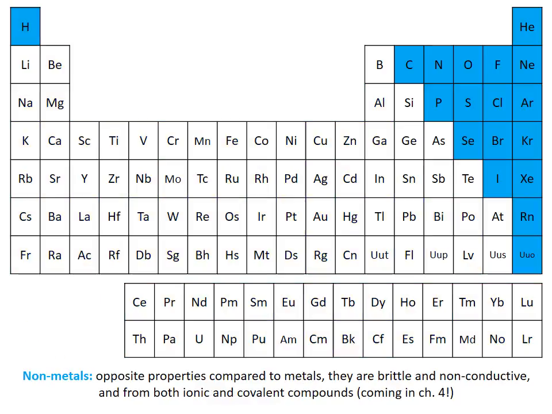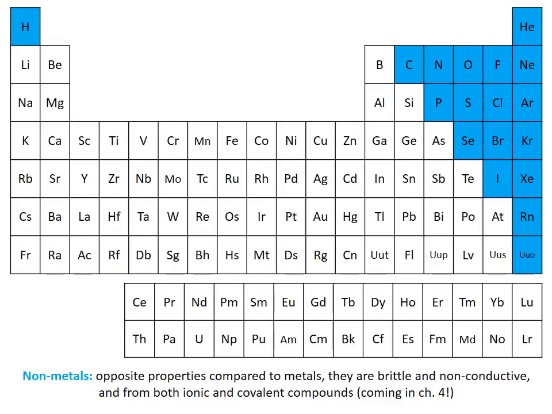Compare this to the nonmetals, which are the lighter elements and the elements that tend to make up groups 18 and 17. These have the opposite properties to metals. They tend to be brittle, or they tend to be liquids or gases. They are non-conductive, and these are the elements that can form both ionic and covalent compounds, and a discussion of that is coming up in Chapter 4.